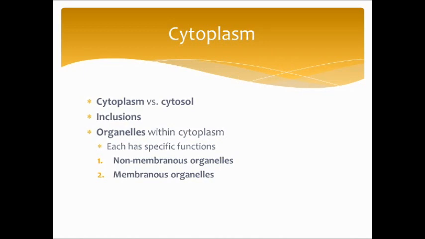Organelles can be separated into non-membranous and membranous organelles. Non-membranous organelles have direct contact with the cytosol, while membranous ones do not. And inclusions are masses of insoluble materials. Some examples would be glycogen granules, pigments, and lipid droplets.